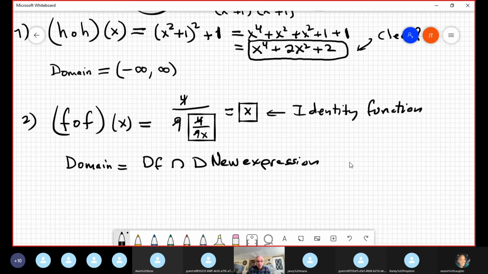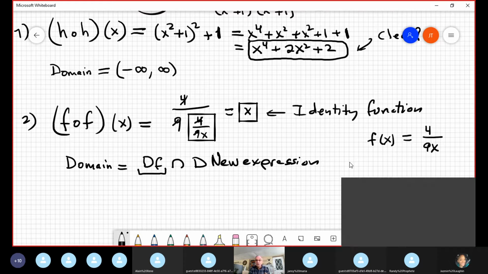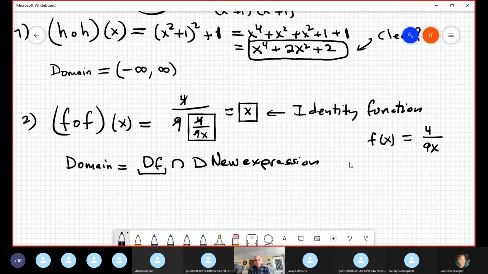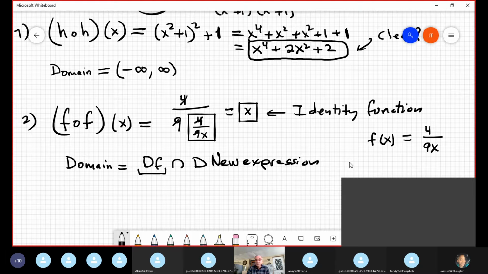What is the domain of F? Let me copy F again. F of x is equal to 4 over 9x. What is the domain of F? Is it all real numbers or do we have a restriction? Restriction, at what value does it become undefined? Remember, it's zero. You put zero in x, zero times 9 is zero, division by zero, undefined. Okay, so that part is no zero. No zero, it's a bad guy.